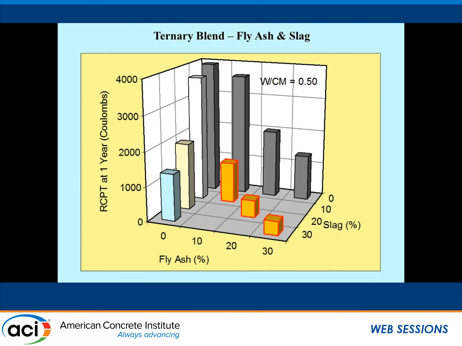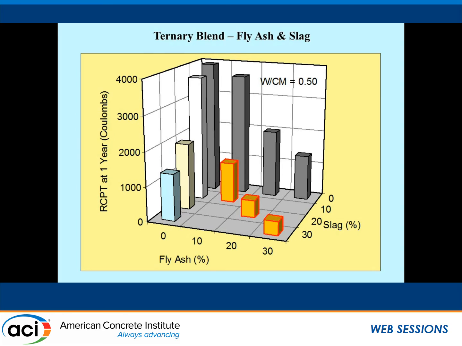We have conducted testing with other ternary mixes that don't contain silica fume. This is just showing some data for fly ash and slag mixes. Fly ash and slag, believe it or not, also have a synergistic effect. Fly ash is a pozzolan, slag isn't. Slag's a latent hydraulic material, so there's no competition for the calcium hydroxide.